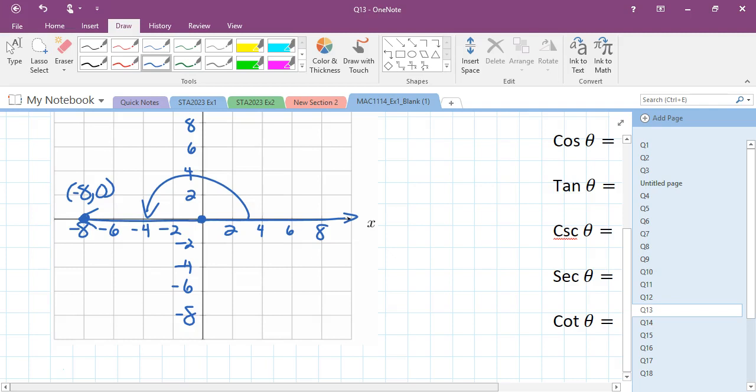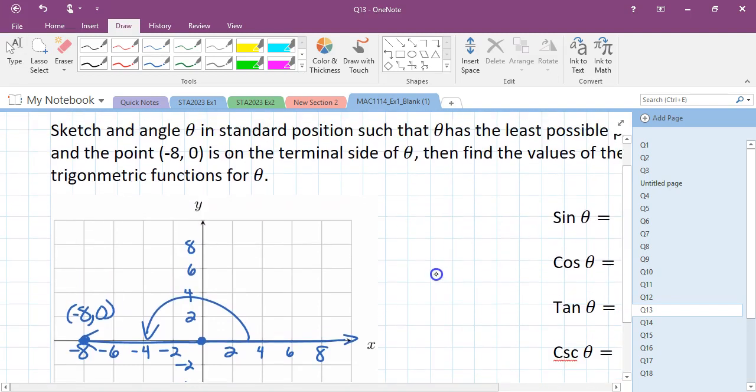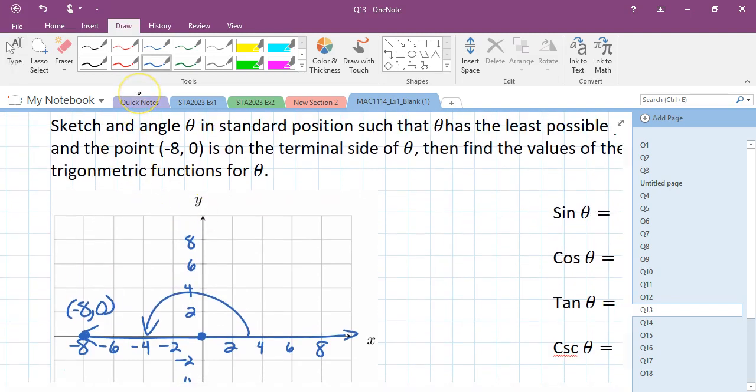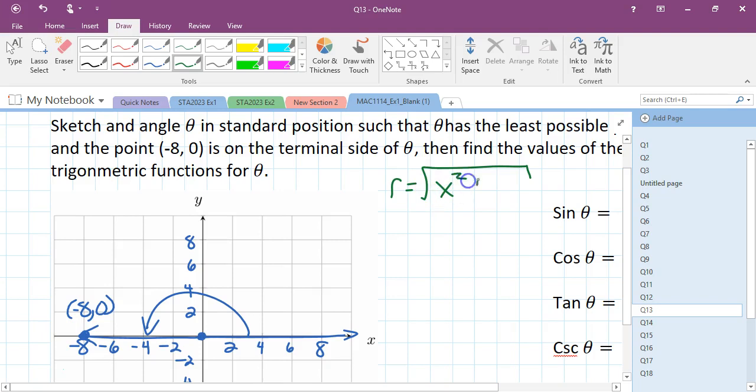So, now, let's start thinking about how this works. So we've got our point. The thing that we're missing is the radius. So we just talked about how to find the radius. r equals the square root of x squared plus y squared, or y squared plus x squared. It's all the same. Plug in your values to get your radius. That's all you got to do. You know what x is, you know what y is. Nothing crazy here.